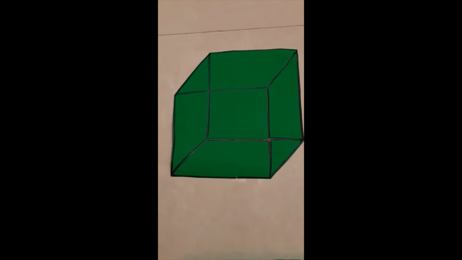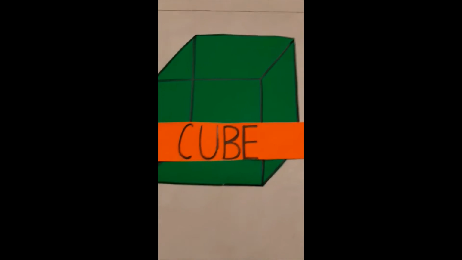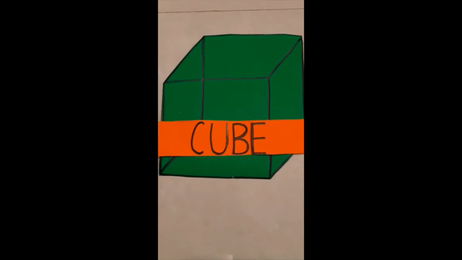Children, in the last video I had shown you some of the flat shapes. Today I'll be teaching you solid shapes. So let's get started. Can you tell me which shape is this? This is a cube. A cube is a 3D version of a square. It's similar to a square. And what is the spelling of a cube? C-U-B-E. Cube.